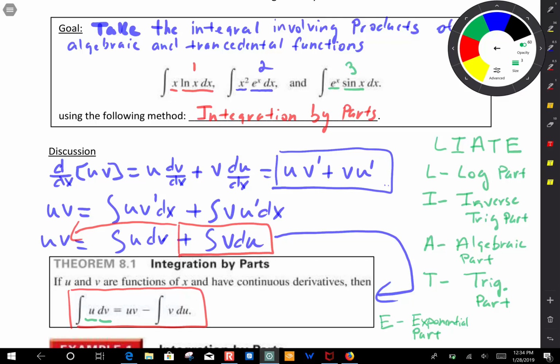But this is the introduction. This is where integration by parts comes from. So remember, what is the whole goal here in 8.2? The goal is to take the integral involving two functions multiplied to each other, the integral involving products. That's the goal. I will be making a video going over the first example.